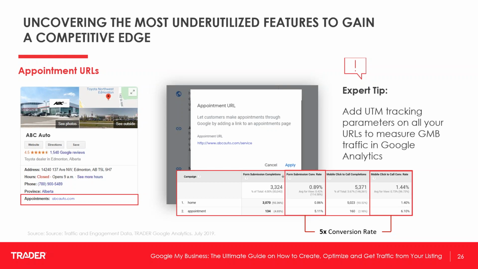So the very first one is such a simple optimization, such a simple task that I see very few listings use. Every listing has a link to the website. Everybody puts in that link on their Google My Business listing. But there's actually more links that you can add to your listing, one of them being an appointments link. You can add a link directly to an appointments page, whether that be for service or booking a test drive, whatever it may be. You can add that very simply within your listing.